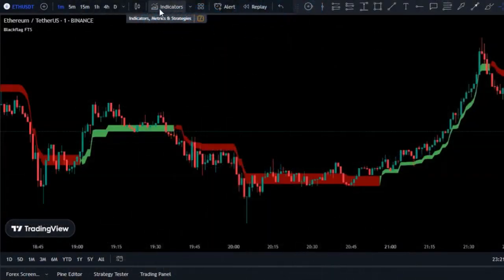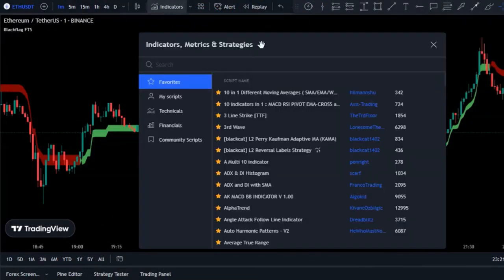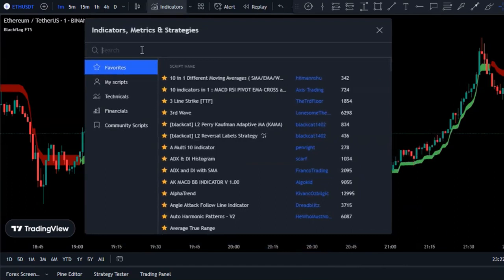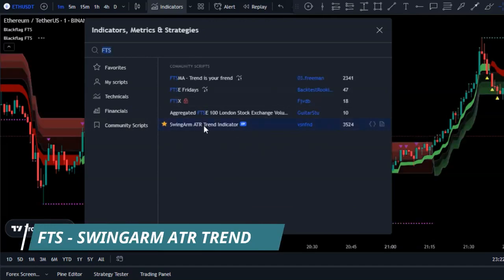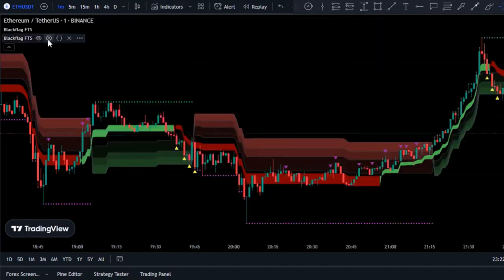In this setup, I decided to add another FTS indicator to the chart to solve the problem. So head over to the indicator section again and search for FTS indicator and add the second FTS indicator to the chart. Now refer to its settings.